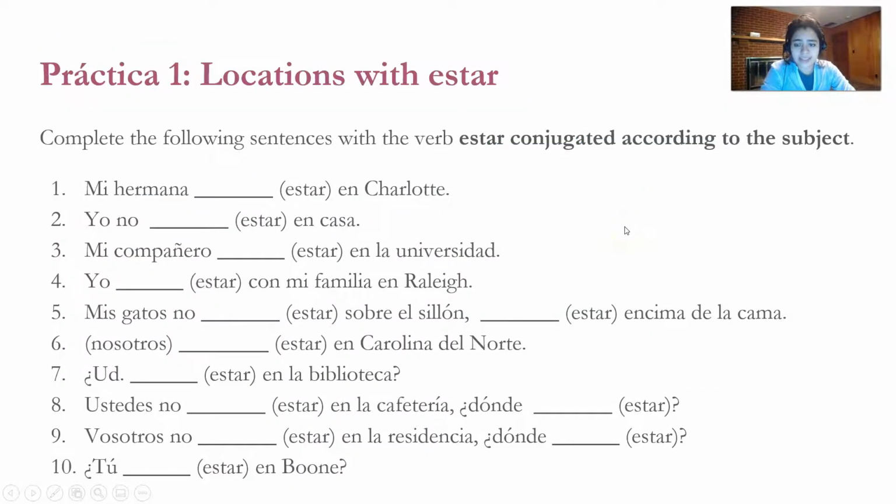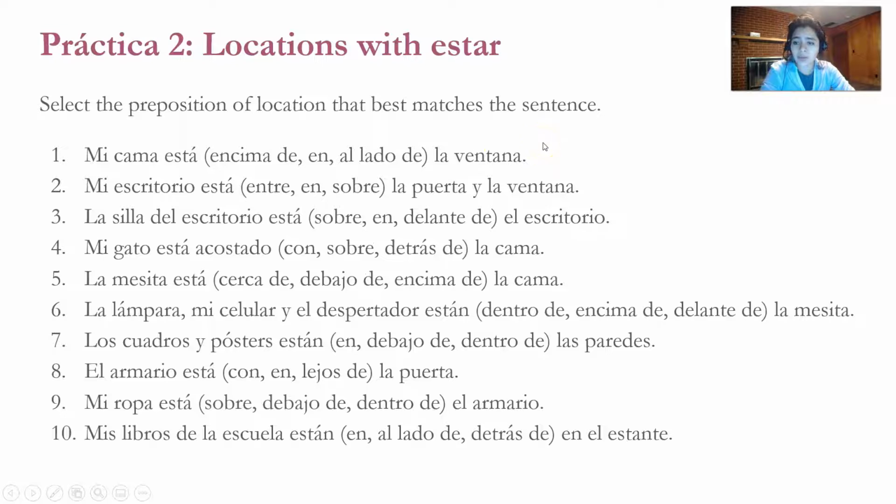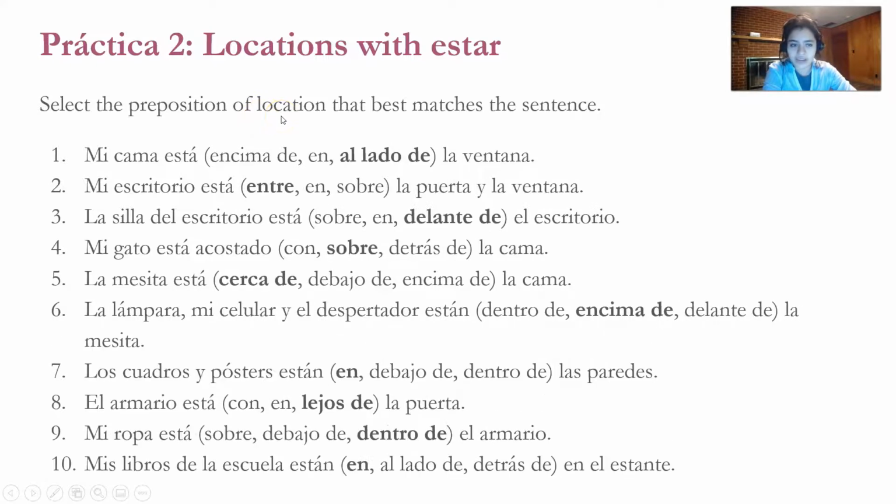So we're going to practice these locations with estar. Complete the following sentences with the verb estar conjugated according to the subject. Here you can check your answers. Then we're going to do another practice, locations with estar. Select the preposition of location that best matches the sentence. So you have mi cama está, and you have three different options. You're going to select the preposition of location that is more logical according to the meaning of the sentence. And here you can check your answers.